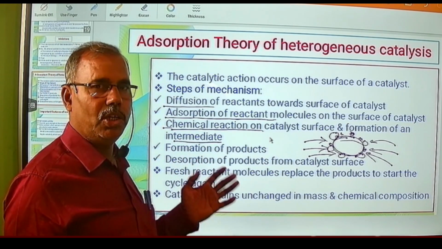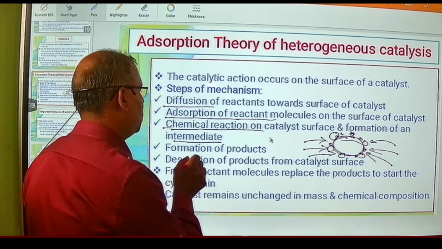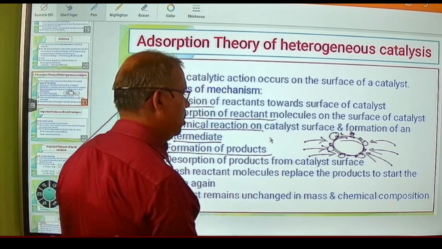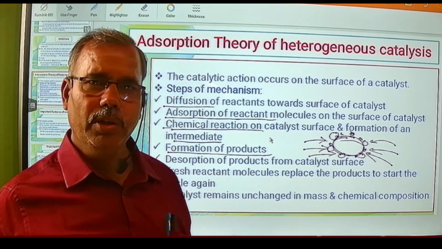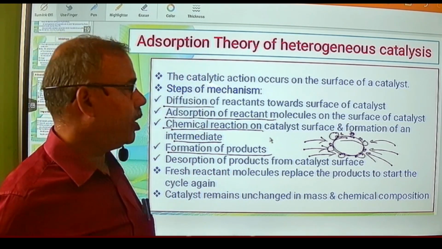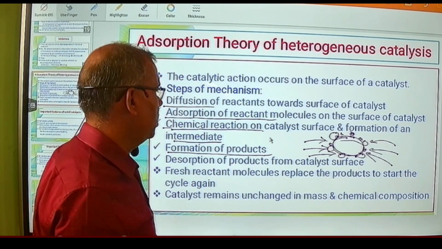So the chemical reaction takes place on the catalyst surface and the intermediate is formed in this third step. Then fourth step: formation of products. From the intermediate the products are formed. The intermediate is converted into the main product as well as a byproduct or side product.